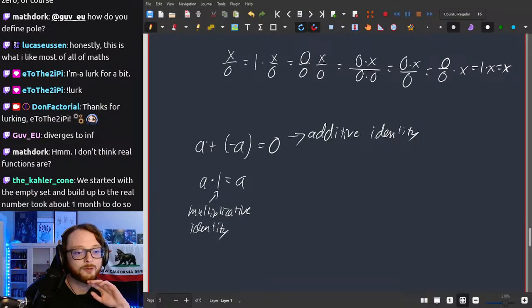And so the multiplicative inverse is whatever number you multiply a by to get to the multiplicative identity. So it's 1 over a.